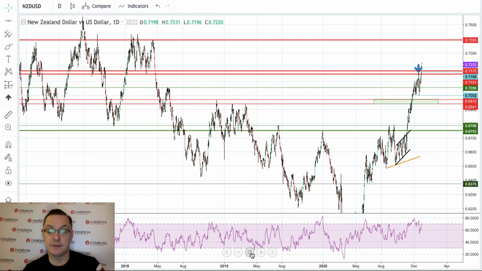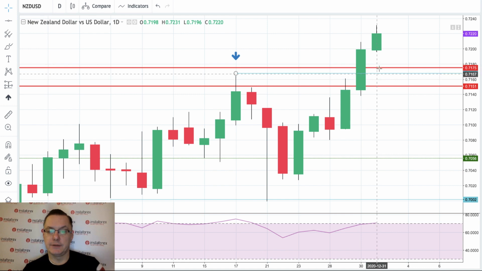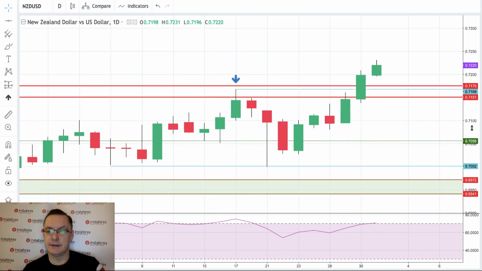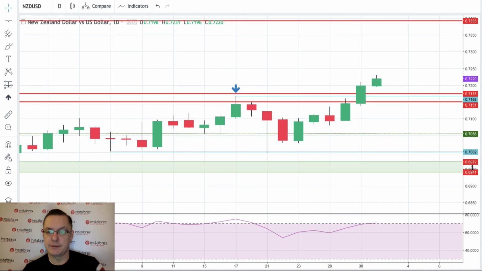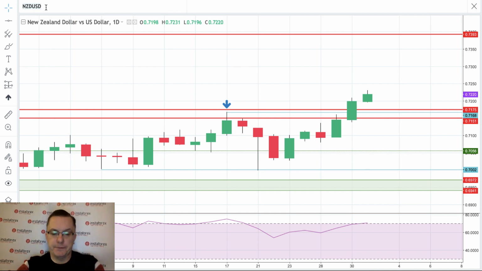So very interesting price action. We got a breakout above these two levels, and the next target is, as you can see, 7,393. This is the next target for the month of January 2021 for the New Zealand dollar, and the outlook for the New Zealand dollar is still bullish.